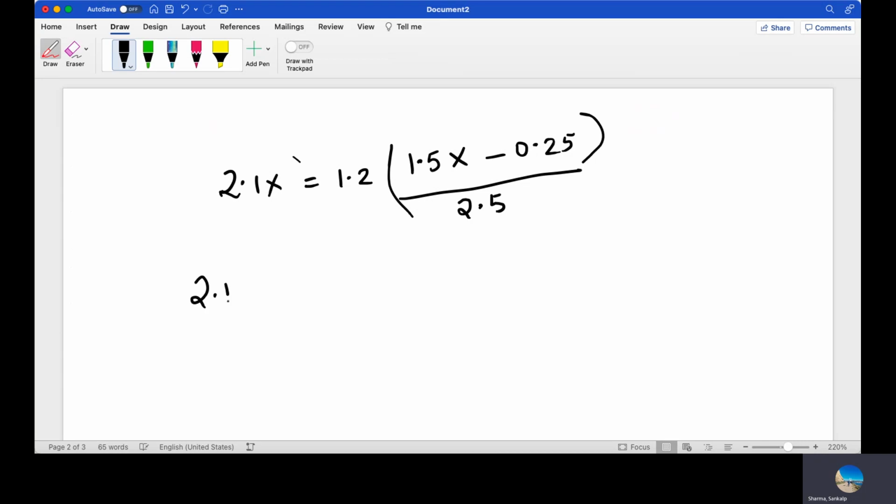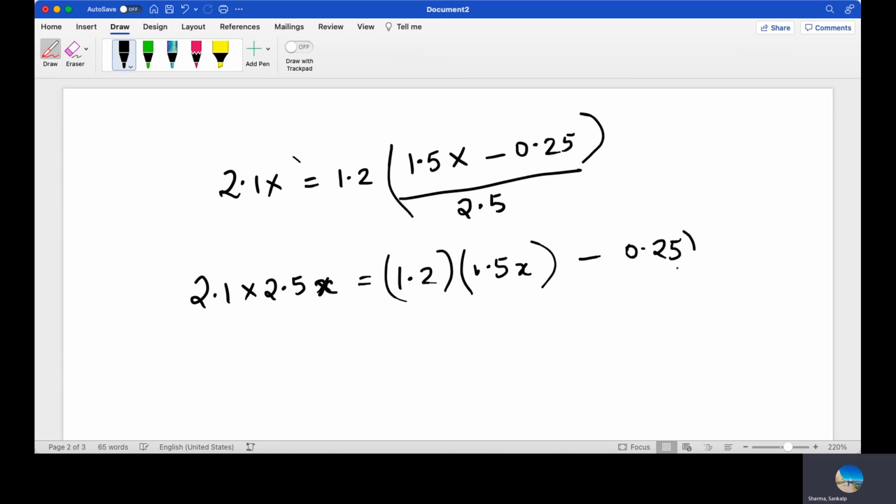I'm going to just go ahead and take the 2.5 to the other side, so that's 2.5x. Okay, my x and my multiplications look super jarring, so just keep that in mind. This is an x, and this is a multiplication. And then on this side, we just have 1.2 times 1.5x minus 0.25 times 1.2.